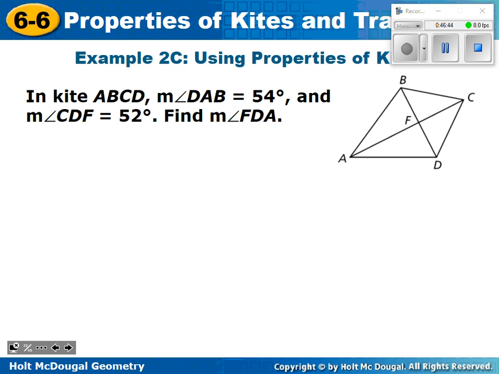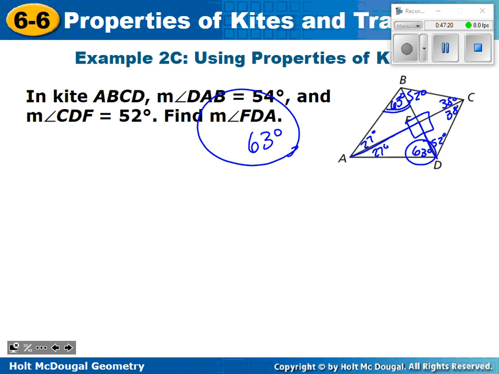All right, the next one, same picture, but this time they want FDA. We already pretty much talked about it. We just found out these were all 90. This was 52, this was 38, 38, 52, and we found out this was now 63. These were each 27. So what is that missing FDA? 63, because we talked about how there are going to be two sets of congruent triangles, right? So it's going to have the exact same measure as this angle right here. So 63 degrees. Any questions?